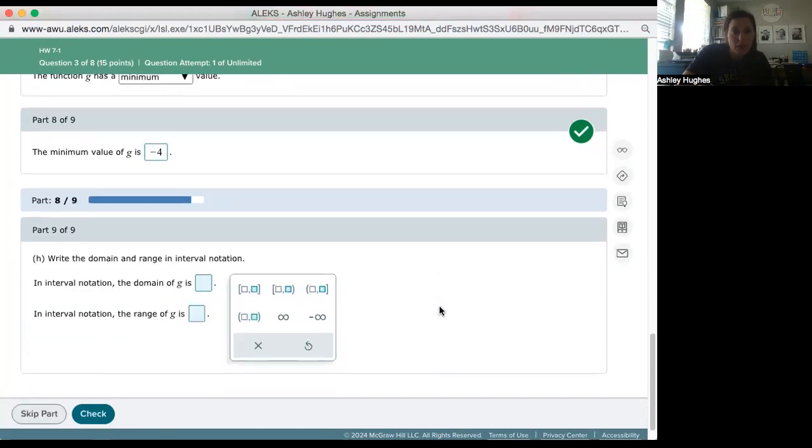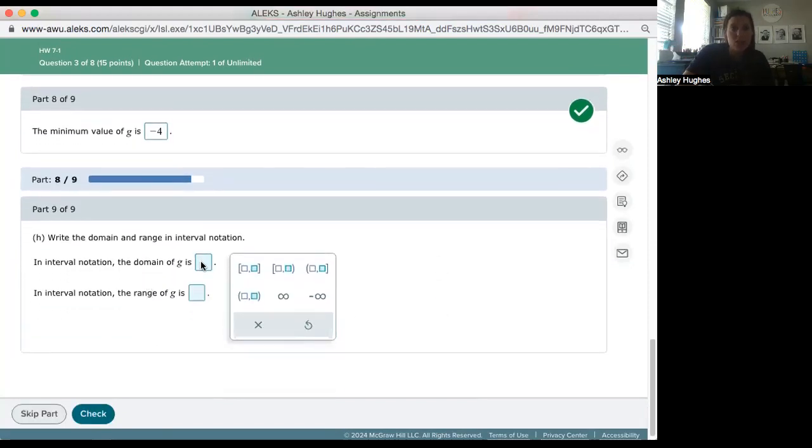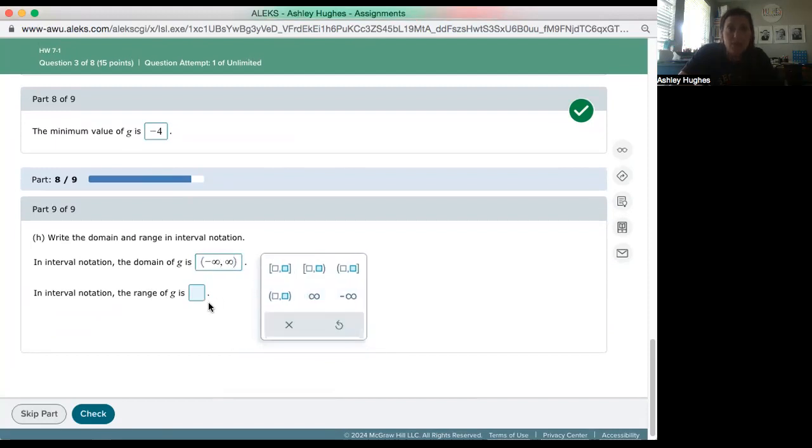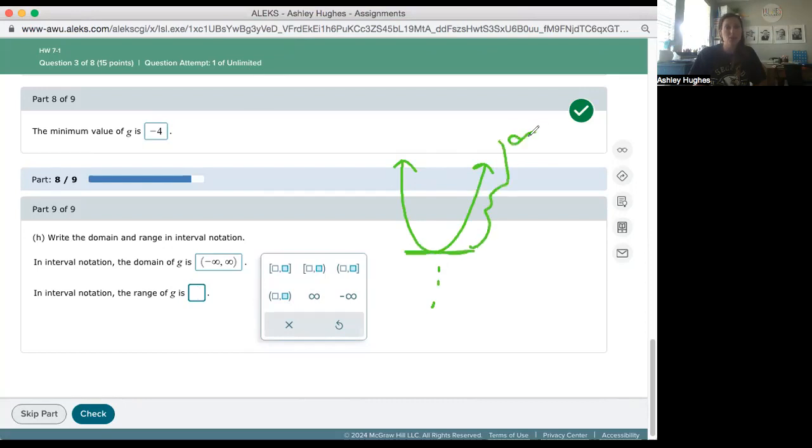And then write the domain and range of the function. So the domain of parabolas is all real numbers. So it's going to be negative infinity to positive infinity. That's true for all parabolas. Now the range is from bottom to top. So if a parabola opens up like this, you're going to go, go, go, go until you get to here. That's going to be the beginning of the range, and then it's going to go up towards infinity.